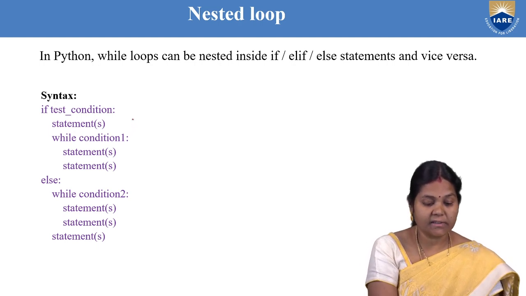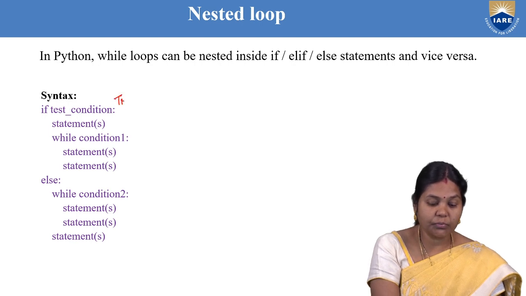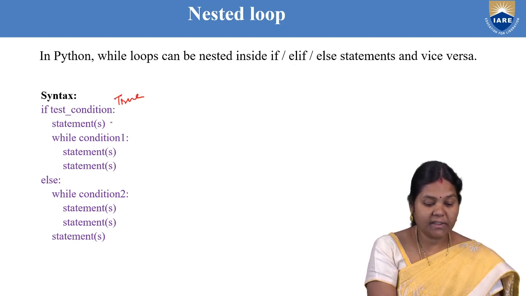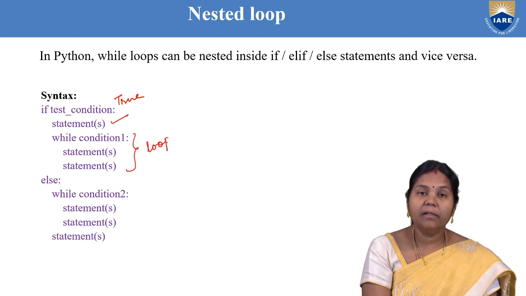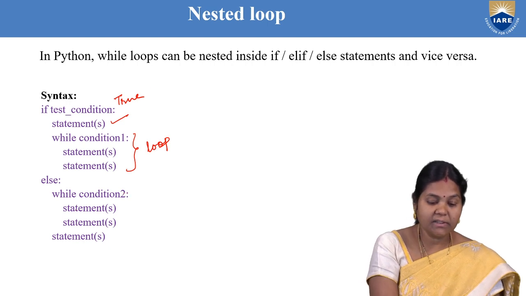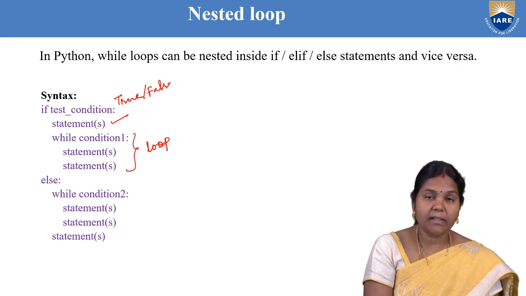the example here, the syntax here: if condition, a test condition is there. If this condition is true, then some statements are executed. Then you can execute a loop inside. If the test condition is true, you can execute a loop. Similarly, if the test condition is false, then you will come to the else part and you can execute another loop.